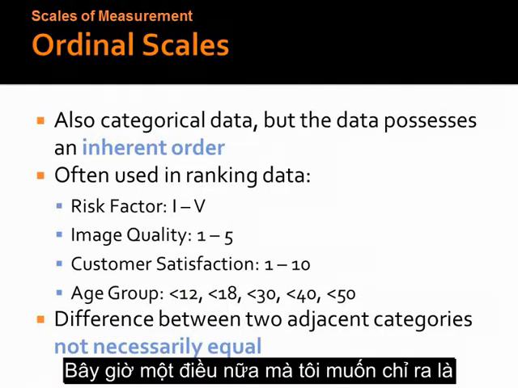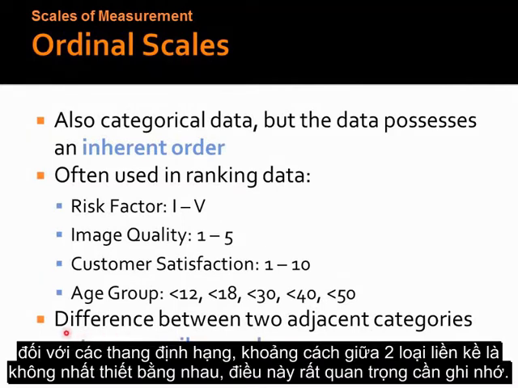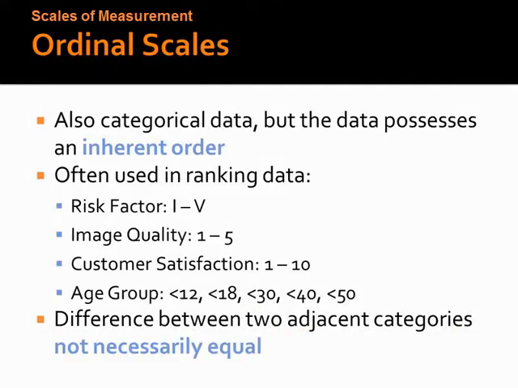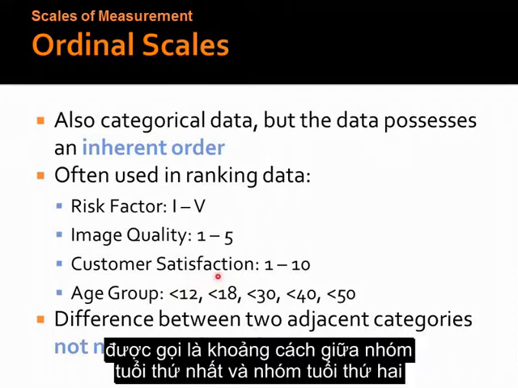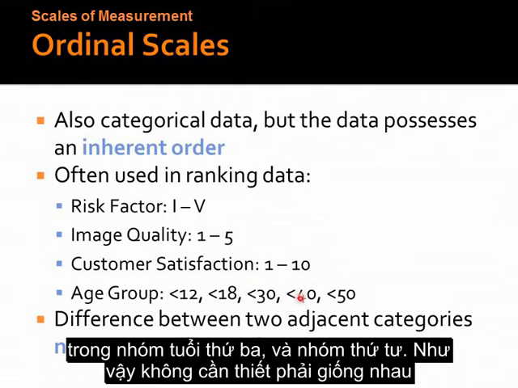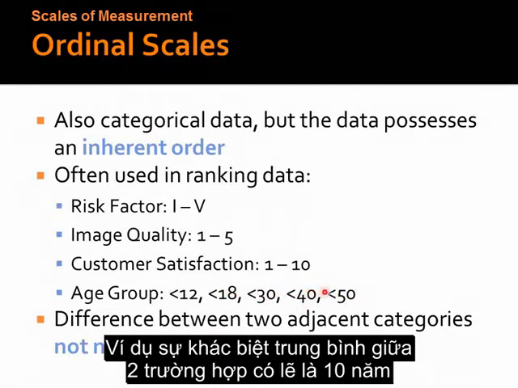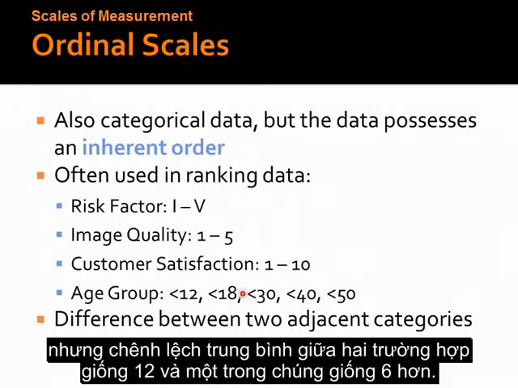Now, another thing which I would like to point out is that for ordinal scales, the difference between two adjacent categories is not necessarily equal. Now, this is very important to keep in mind. It's most obviously seen here, where the gap between the first age group and the second age group, and the third age group and the fourth age group, and so on, is not necessarily the same. For example, the average difference between these two is probably about 10 years, but the average difference between these two is more like 12, and this one is more like 6.